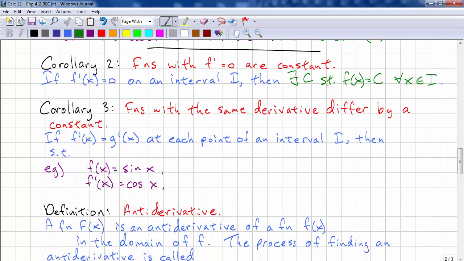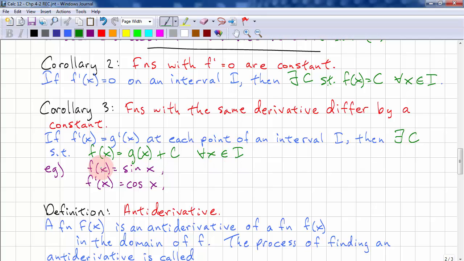Here's another corollary. Functions with the same derivative differ by a constant. So if the derivatives match at each point on the interval, then there exists a big C such that f of x equals g of x plus this big C for all x on the interval.